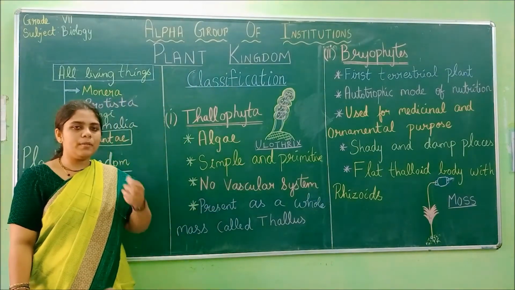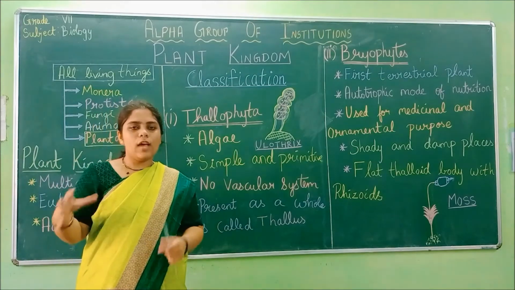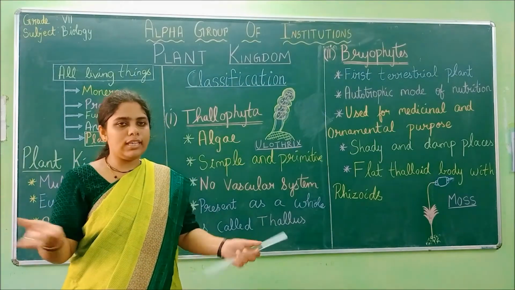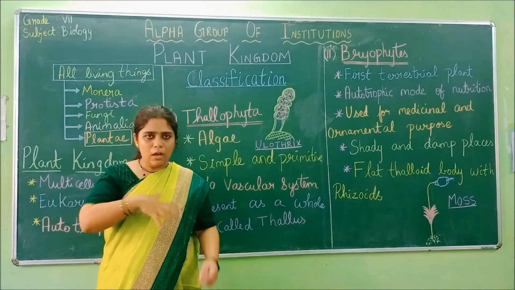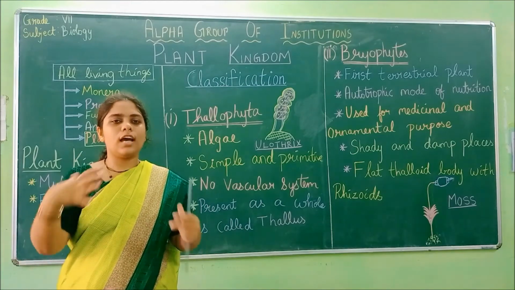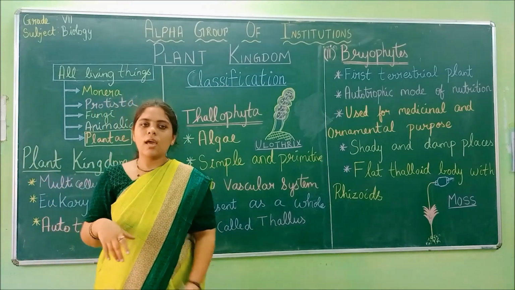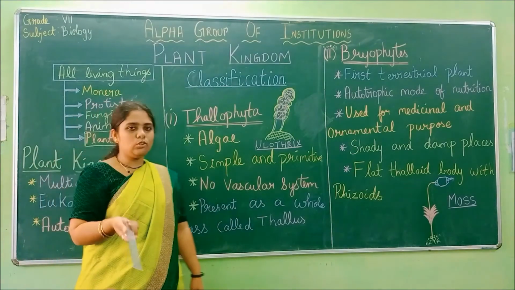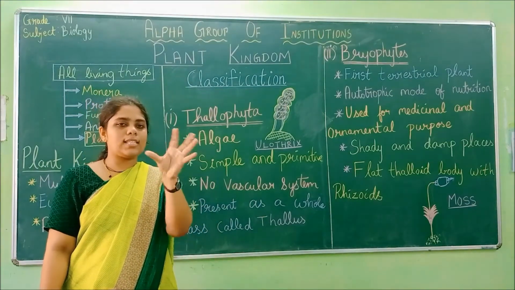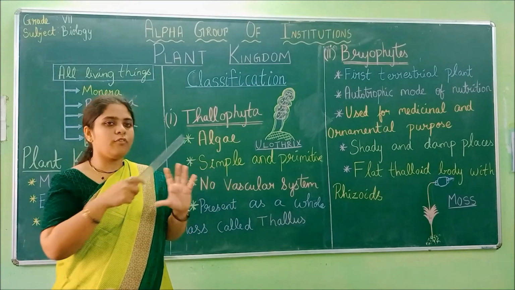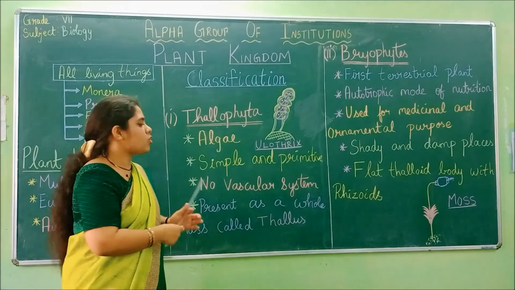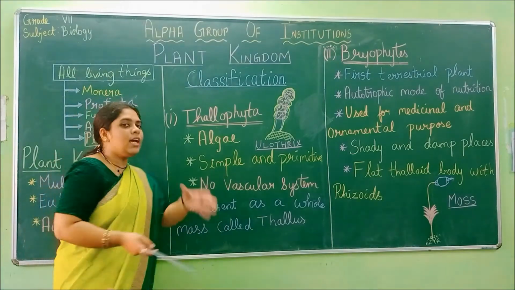Simple and primitive means they do not have a well complicated structure. They do not have a stem, they do not have a leaf. If a plant means we have all those things, right? If a plant means we have a stem, leaves, roots, fruits and everything. But here in algae, we do not have anything like that. It will be very simple. It will be a mass, a bunch of plant. No parts will be differentiated. So that is why they say it is very simple.